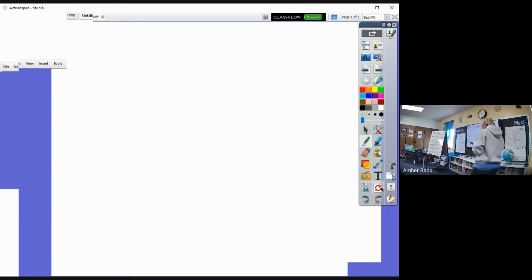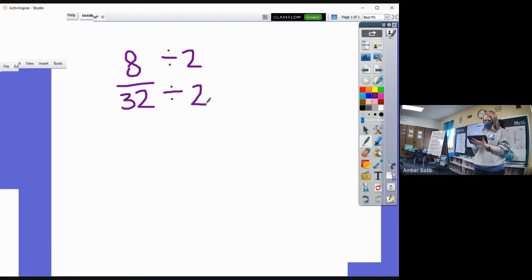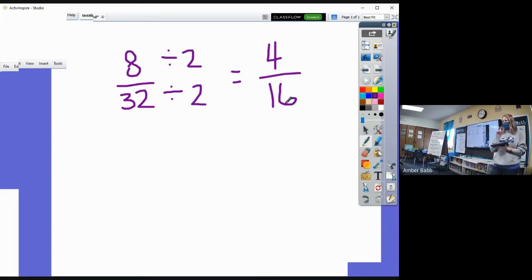Let me show you what I mean by that. So if I take 8/32, okay? I know that I can divide both of these by 2. So I'm going to divide both of these by 2. When I divide 8 by 2, what do I get? 4. And when I divide 32 by 2, does anybody know what you're going to get there? 16. That's not something you necessarily need to know, but it's 16, okay?